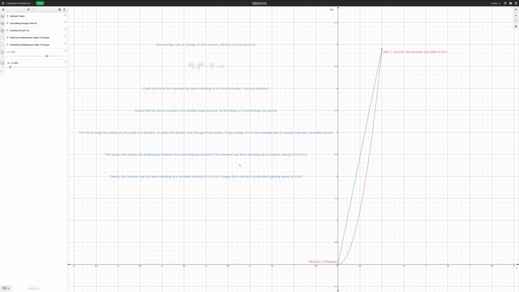Okay, so the secant line shows that this would be the position function of an object that traveled at a constant 4.9 meters per second. And as you can see, the red function, its curvature is very different than that of the straight secant line. This means that the hammer's velocity is certainly changing because the curvature, the slope of that red graph, changes as you move from the bottom, 0, 0, to the top, 1 comma 4.9.